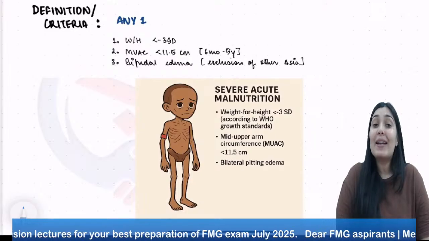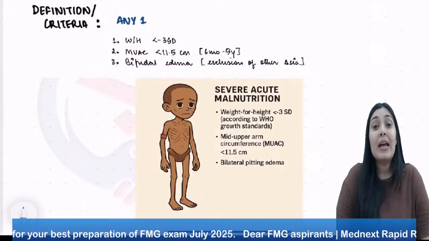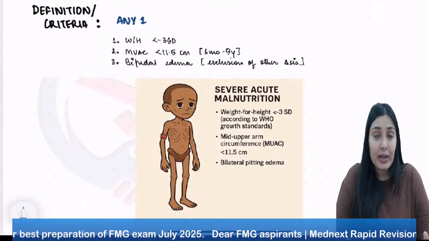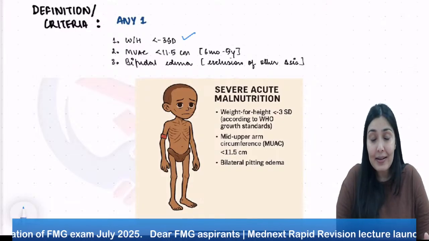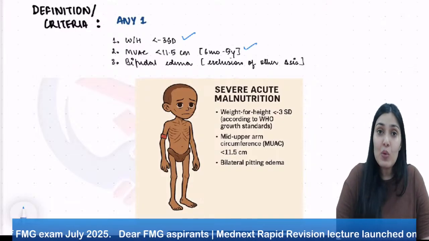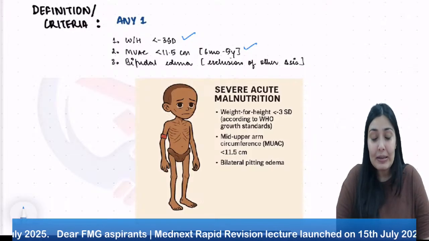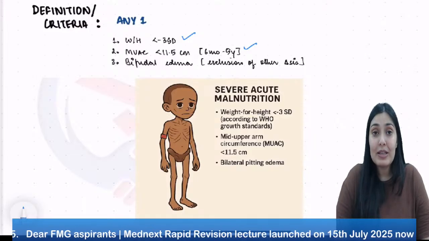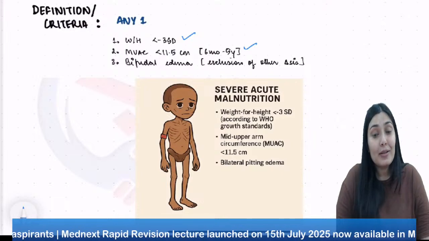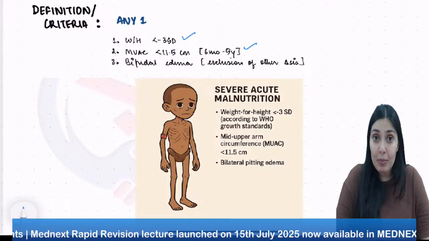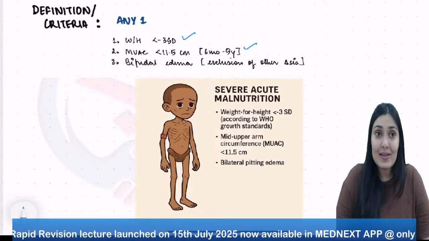To define a child as SAM, that is severe acute malnourished, I need any one out of three. What is that any one out of three? Weight for height less than -3 standard deviation. The MUAC, mid upper arm circumference, less than 11.5 centimeter. And there should be bipedal edema, bilateral pitting edema, apart from other causes. That means nutritional edema. Any one out of these three, I would label the child as SAM.